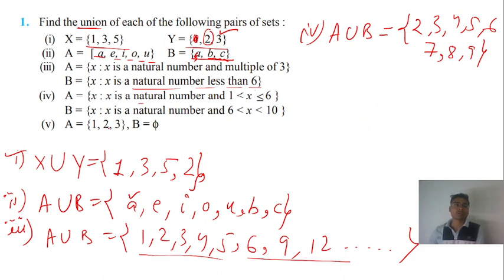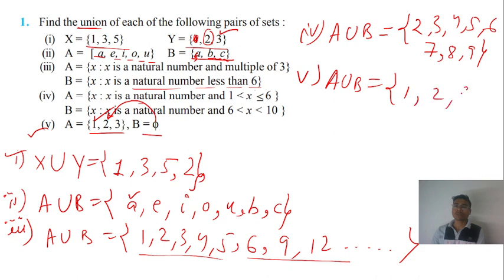Now we will see the fifth part here. The fifth question is saying that A is {1, 2, 3} and B is {5}. And we know that 5 is already present in this set also, so we will not write 5 again. So we will write A union B as simply {1, 2, 3}. We do not write 5 because 5 is already inside this set.